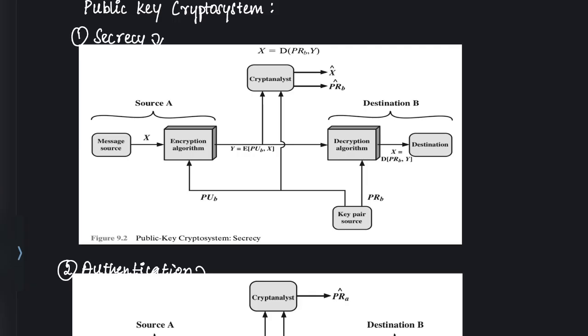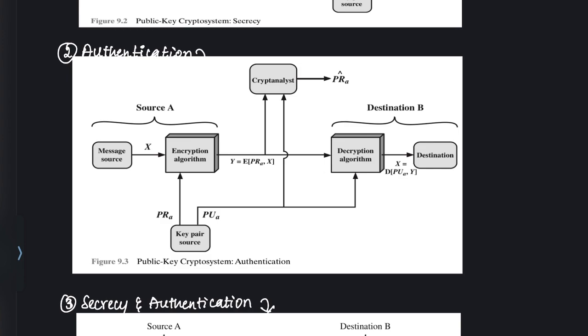So this scheme will ensure that there is confidentiality, as only the intended receiver, that is B, can decrypt the message using their private key. That's how we can maintain the secrecy here.